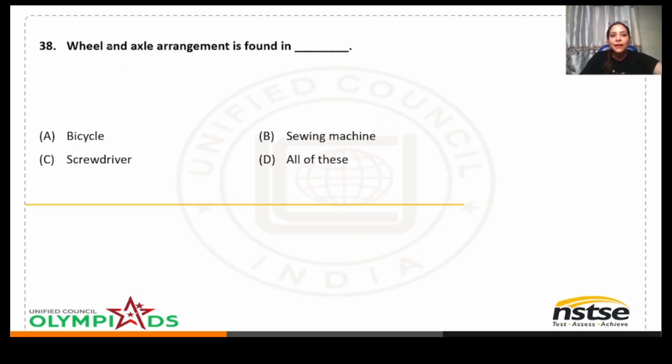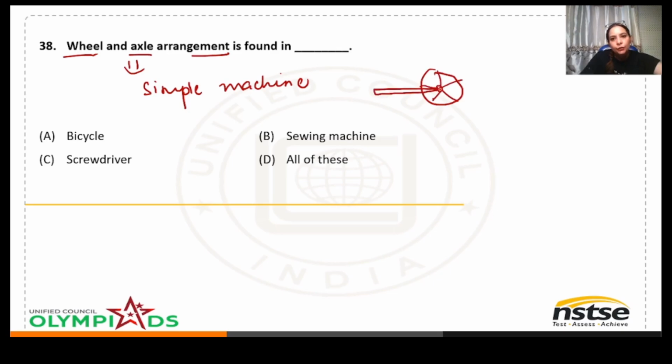Next question. Wheel and axle arrangement is found in, we have options: bicycle, sewing machine, screwdriver, or all of these. Now when I talk about wheel and axle arrangement, it is basically one of the simple machines in which we have a wheel, and it has a rod attached to it. That is the wheel, and that rod can be called the axle. A common example is when you open a door which has a round knob. That acts as a wheel, and the lock which helps to open the door acts as an axle.